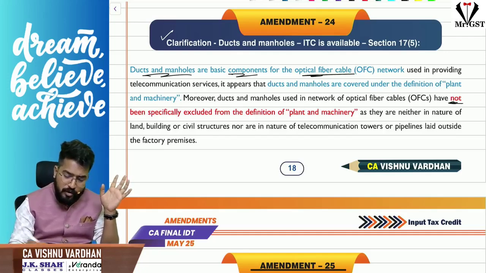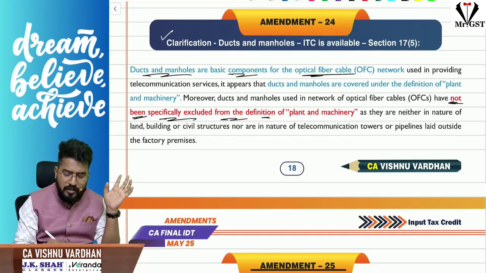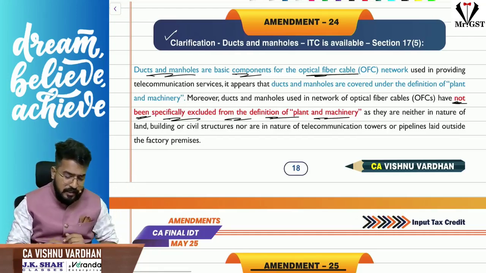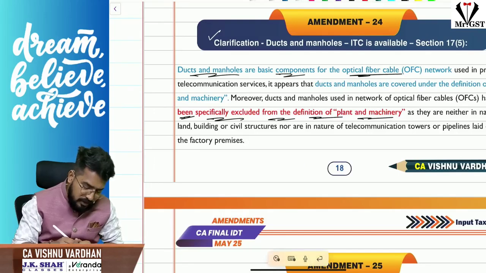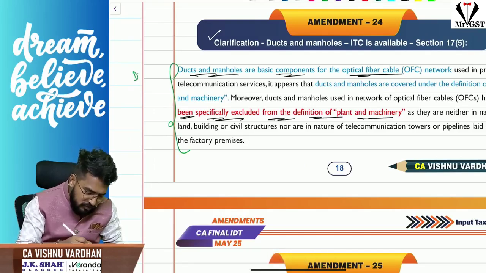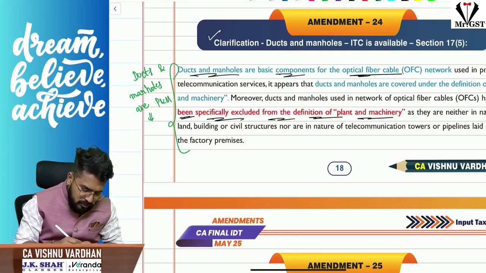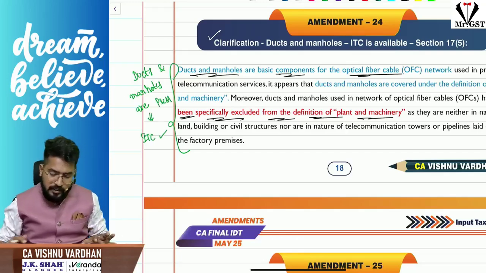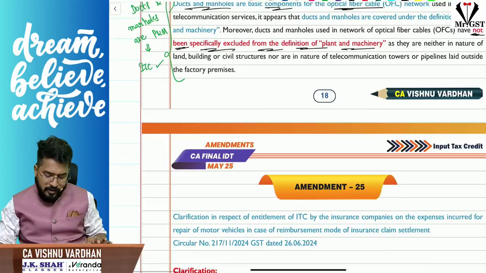They are not being specifically excluded from the definition of plant and machinery. That means ducts and manholes are plant and machinery. So you can happily take ITC. That is the concept. Okay.